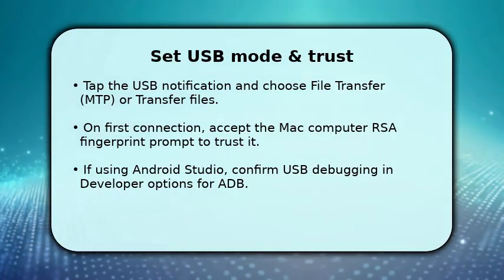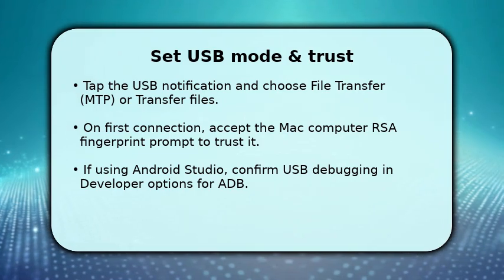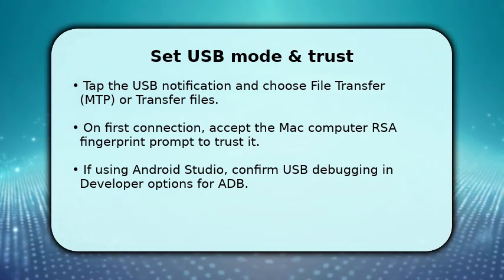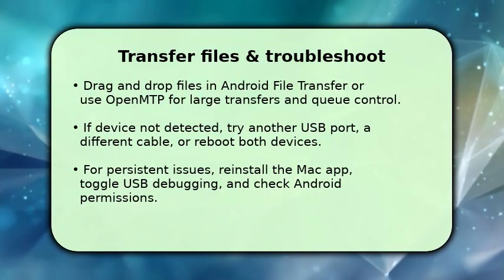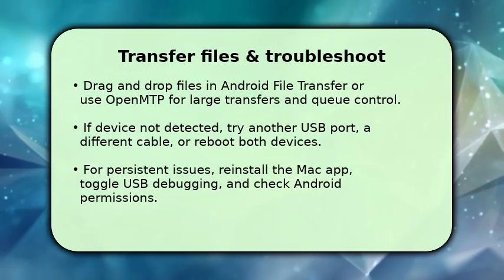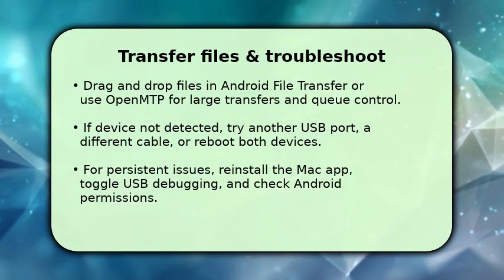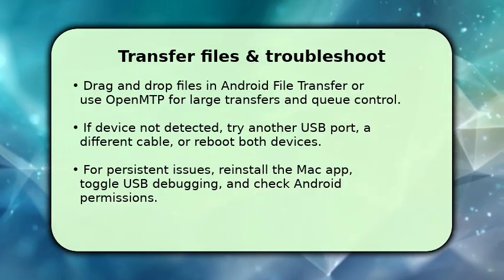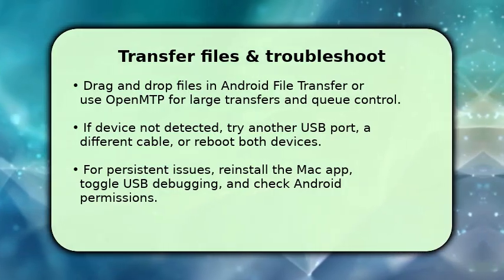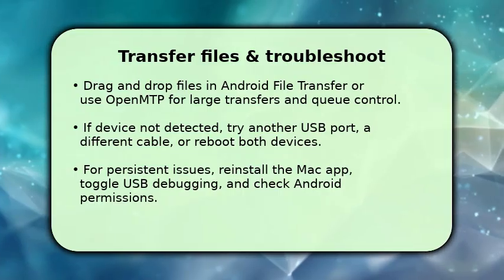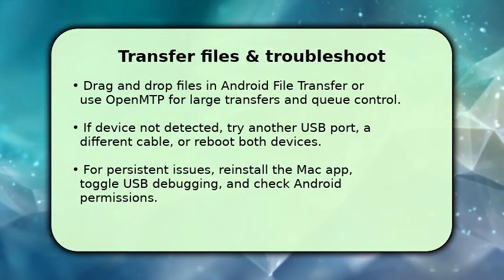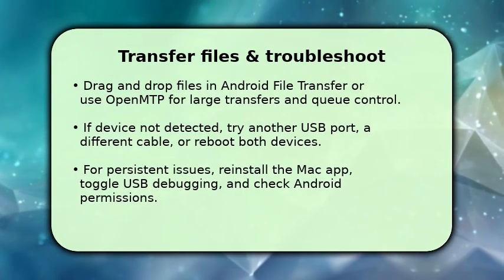If the phone is locked, unlock it. Many transfers require an unlocked device to expose files. Now perform your transfers. Open the Mac app, navigate the phone's folders, and drag files. OpenMTP handles large batches better and shows transfer queues. Once finished, safely eject the device from the Mac or close the app before unplugging to avoid corruption.